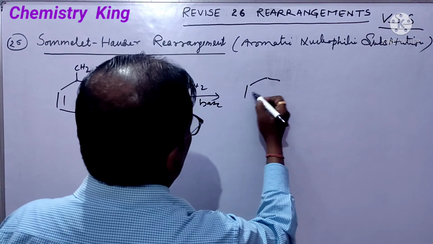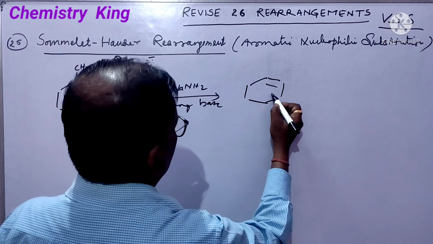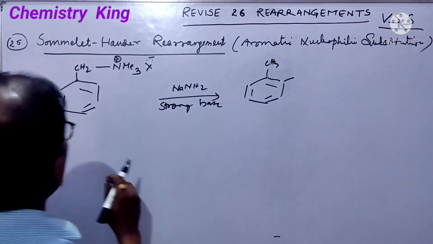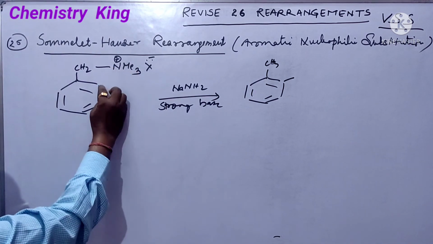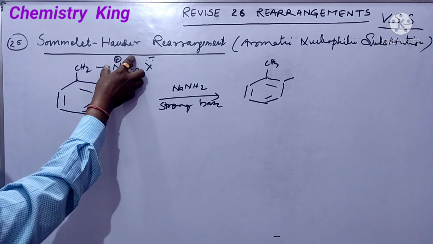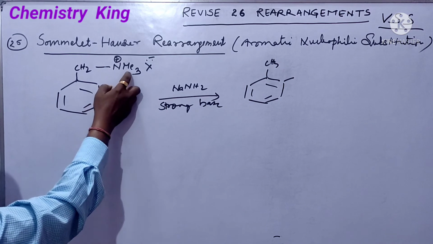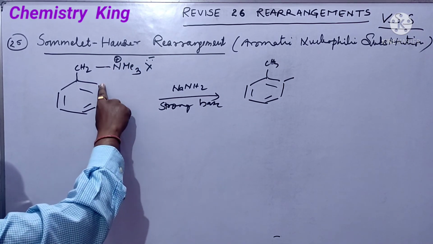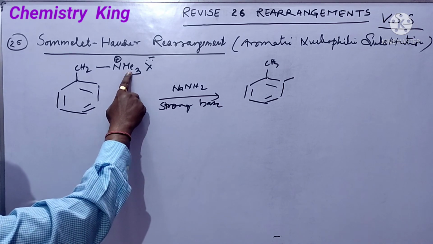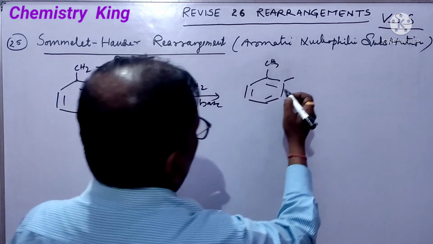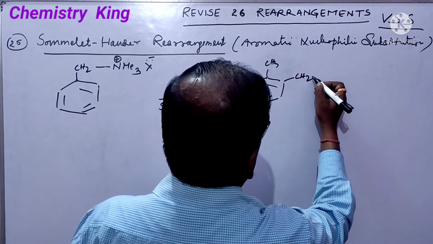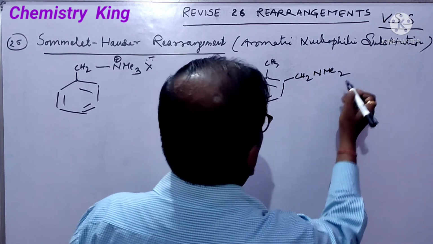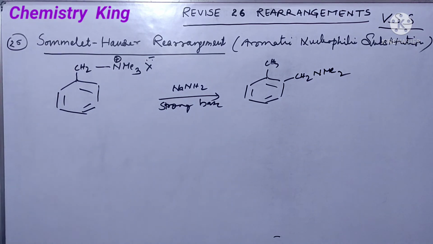You will get this, with CH3 at the ortho position. Friends, this part will come here, this part will come here. Moreover, this nitrogen does not get attached here. Rather, this methyl group, one methyl group is here, CH2, then NMe2. It will be your product.